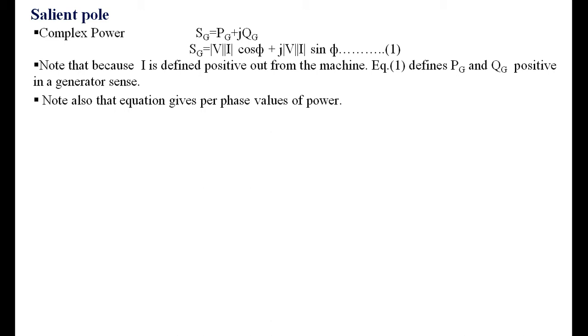Then what we restrict to is the active power, that is the first part of the complex power, Pg. Pg is nothing but the active power, given by Vi cos phi. Note that because I is defined positive out from the machine, that is, the direction of the current being delivered, equation 1 defines Pg and Qg as positive. Pg and Qg are positive in the case of a generator.